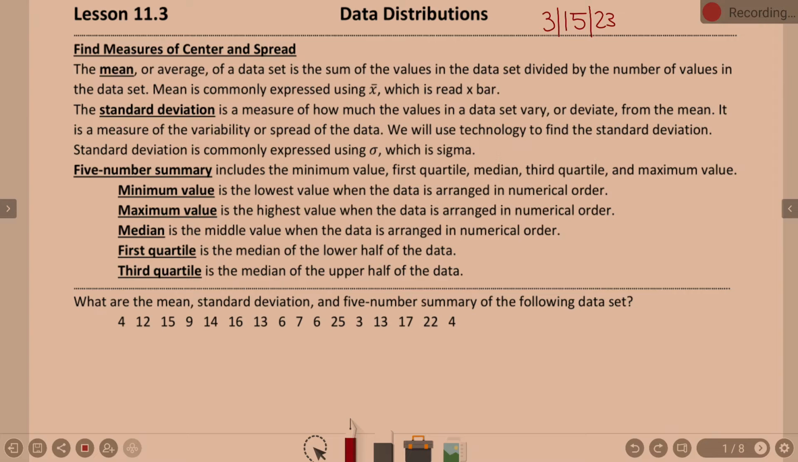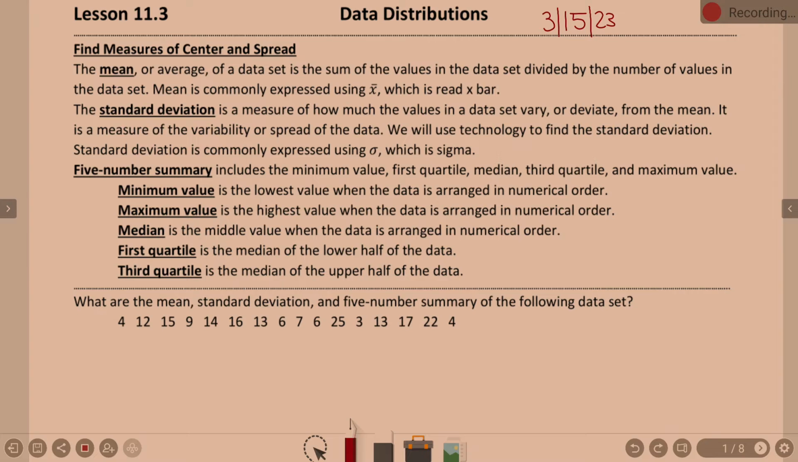So, first thing we're going to talk about, probably the main thing we're going to spend our time on today, finding measures of center and spread. When it talks about finding measures of center, your measures of the center are usually your mean, median, and mode. Ones that we've been there, done that, those are old news. Measures of spread. So how spread out is the data? Well, standard deviation is an example of that. We're also going to talk about range, interquartile range. Those are examples of how spread out is the data.